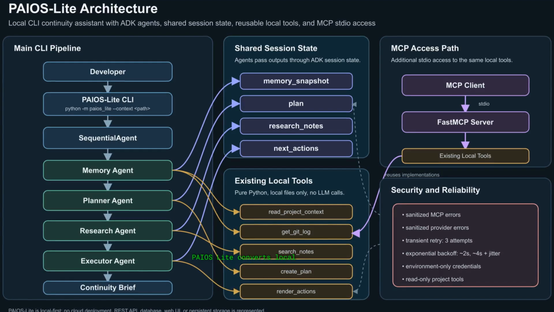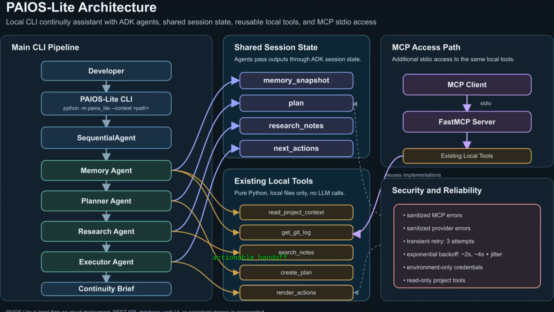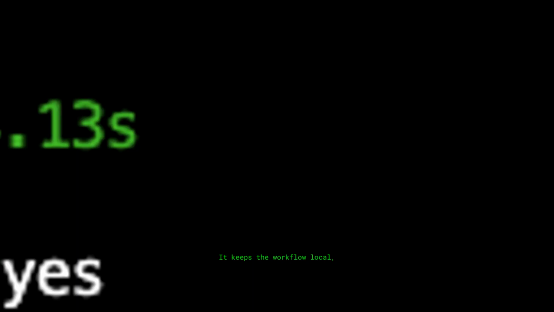PAIOS-Lite converts local project context into a clear, safe, actionable handoff for the next development session. It keeps the workflow local, makes the agent pipeline visible, exposes the same local tools through MCP, and validates the behavior with a repeatable test suite.